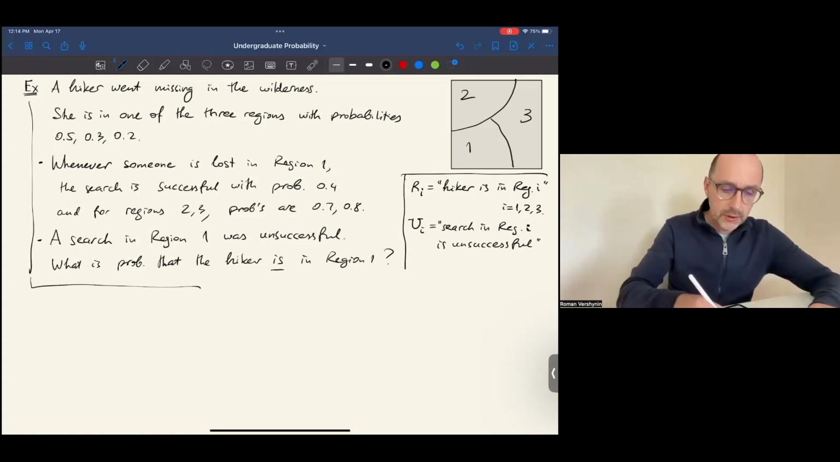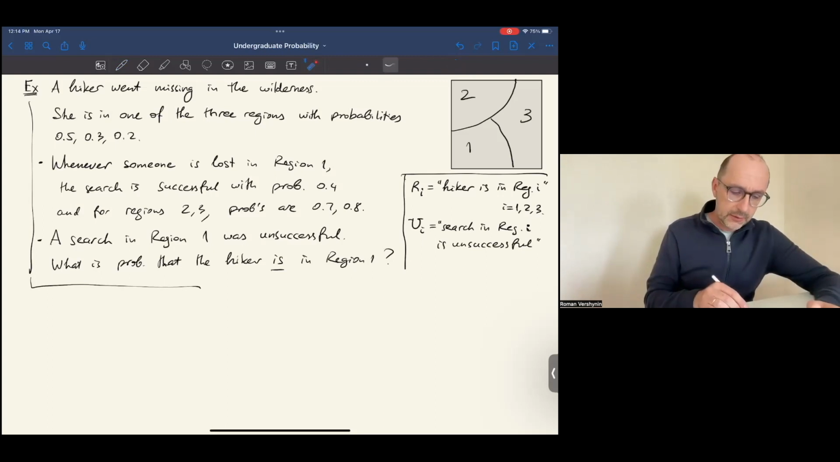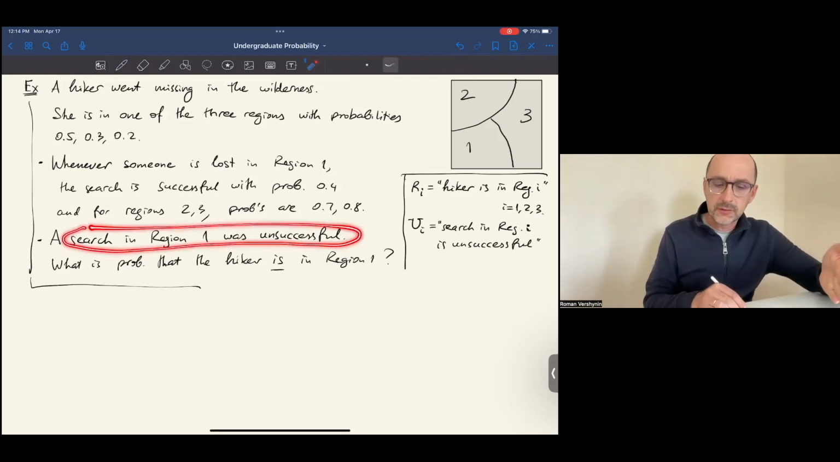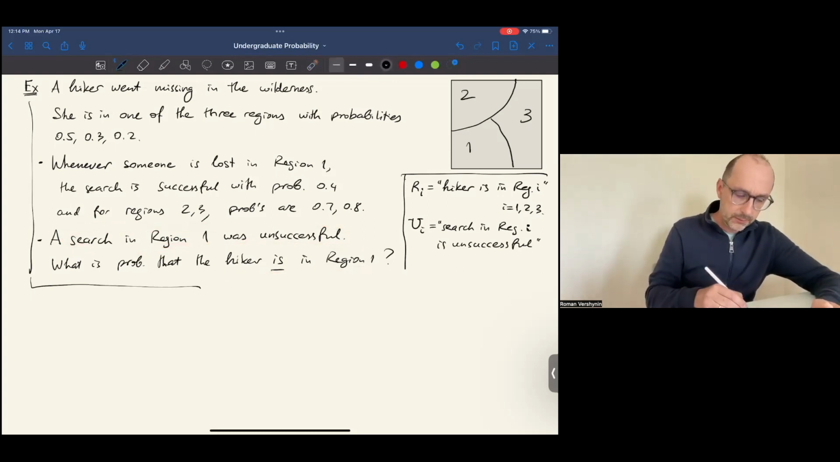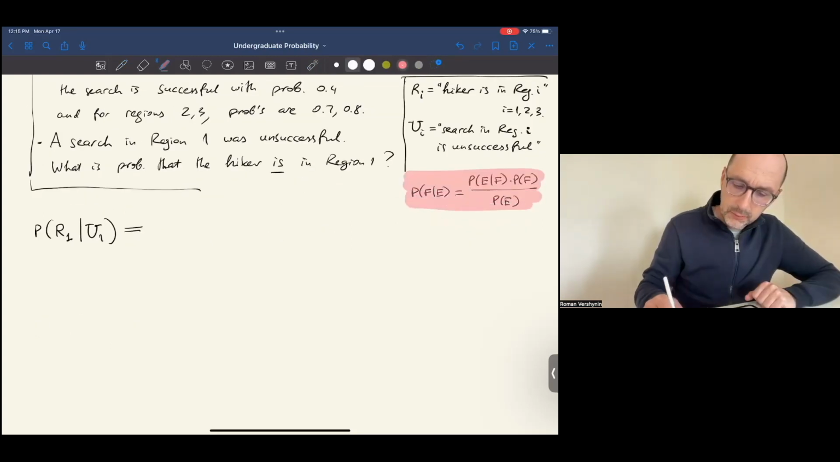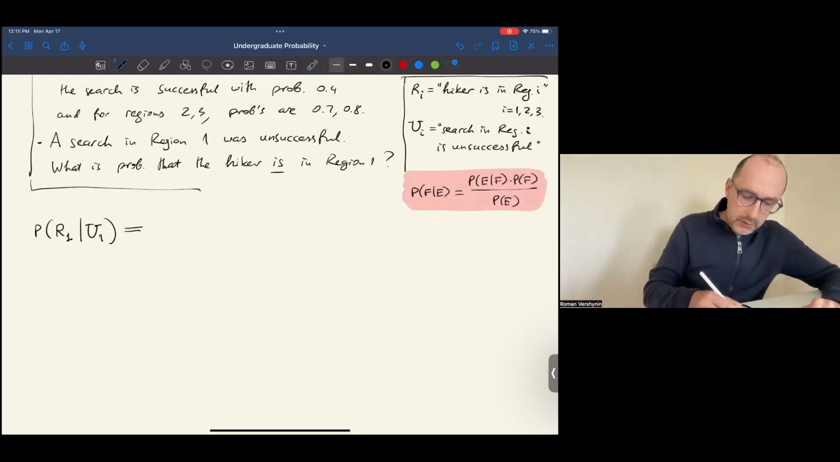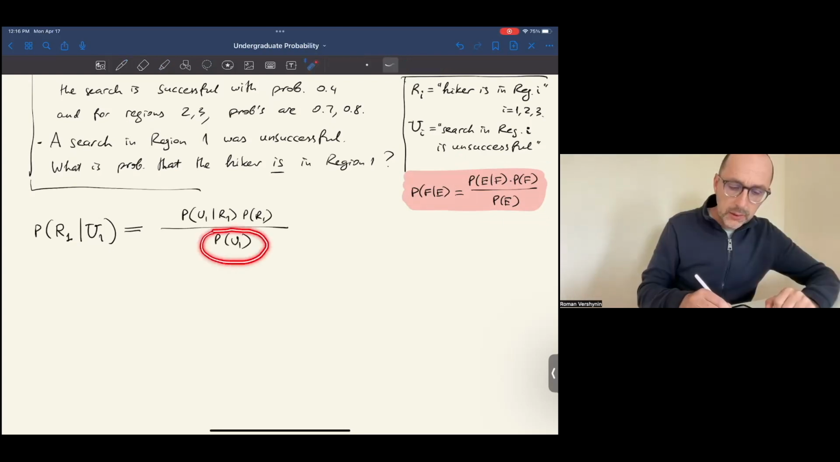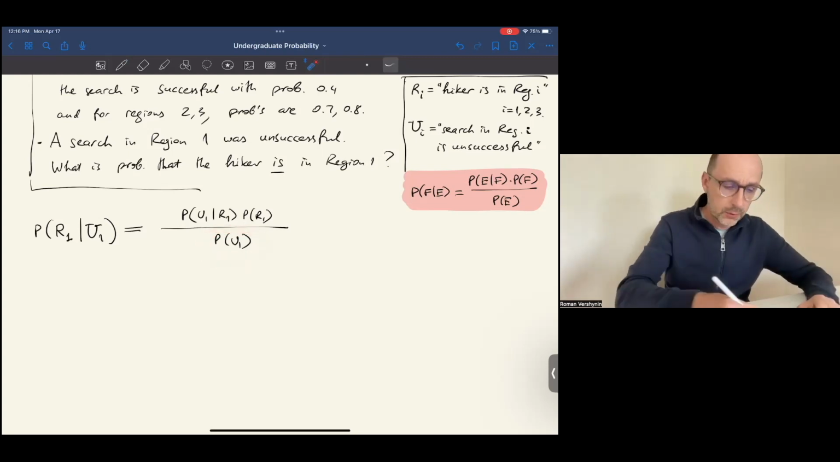This problem is about conditional probability. Given that the search in region 1 was unsuccessful, what is the probability that the hiker is still in region 1? So we would like to compute the probability that the hiker is in region 1, given that the search in region 1 was unsuccessful. We will apply Bayes' formula for this purpose. Let me copy it over here. And in our situation, it's P of U1 given R1, P of R1 over P of U1. We will decompose P of U1 using the law of total probability.